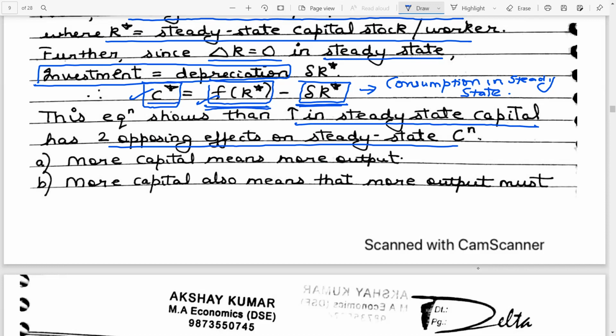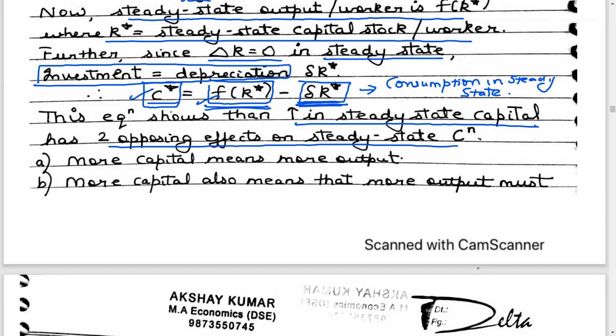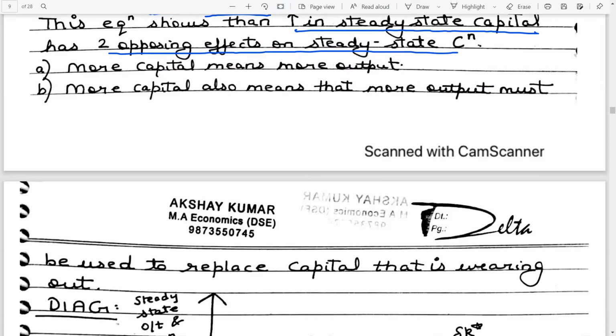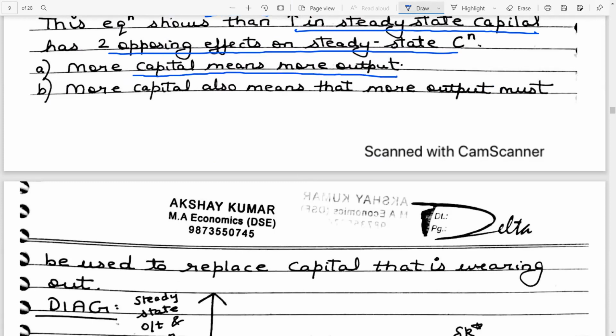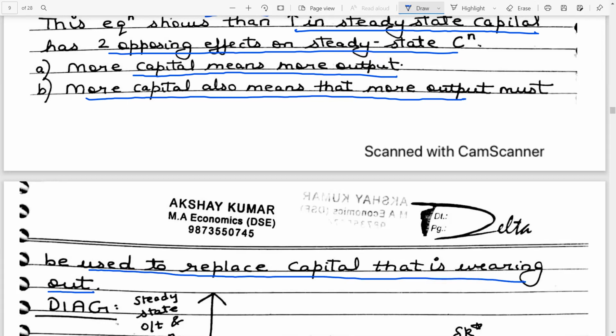But an increase in K star also means more depreciation. More depreciation reduces consumption. So guys, if you look at both the opposing effects, more capital means more output. More capital also means more output, which must be used to replace the capital that is wearing out.